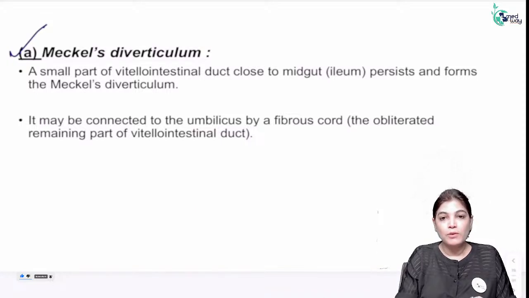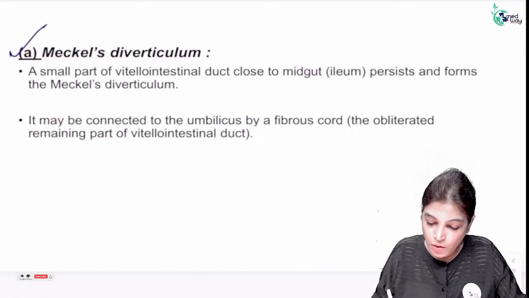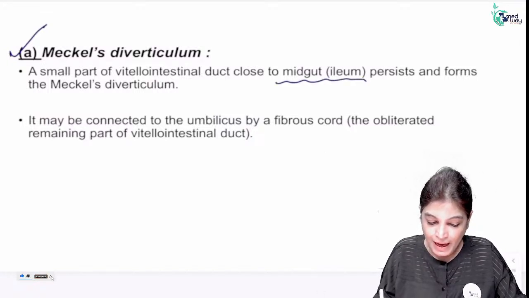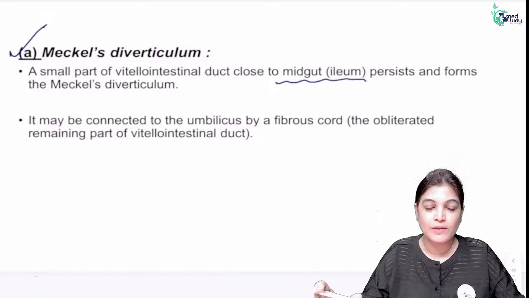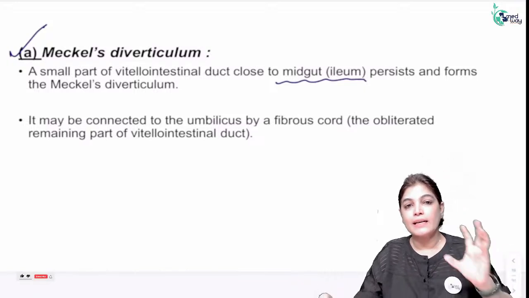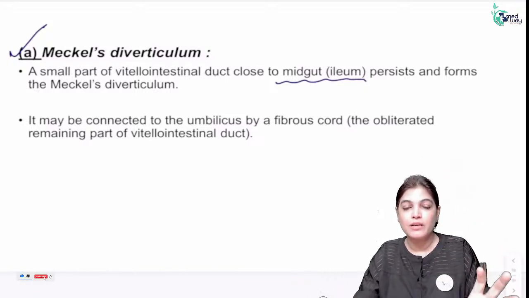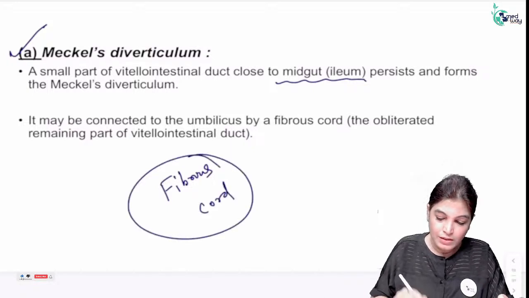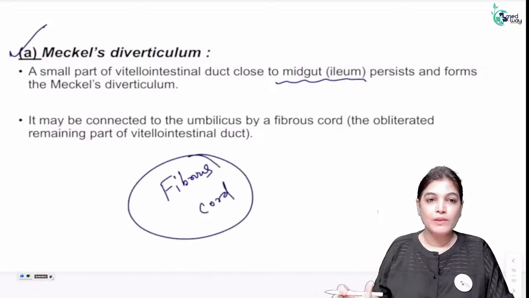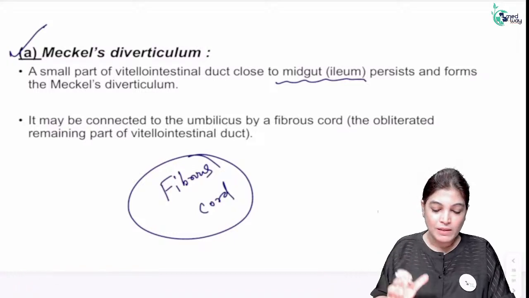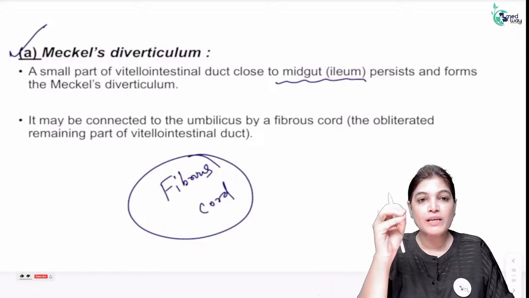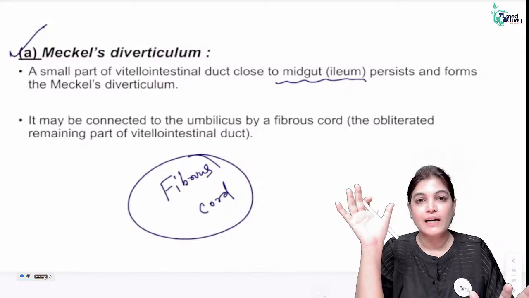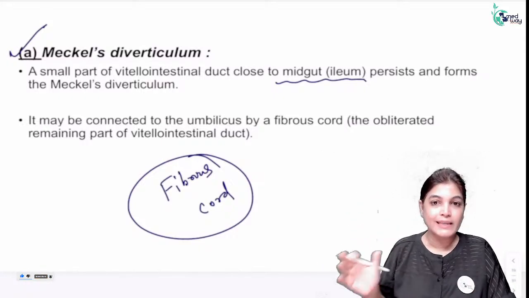If I'm talking about Meckel's diverticulum, a part of the vitello-intestinal duct is coming close to the midgut loop, that is called ileum, and it will persist as a Meckel's diverticulum. Exactly, it is connected to the umbilicus, and that connection to the umbilicus is via a fibrous cord. So the remaining part of the vitello-intestinal duct persists. That means a small part of the vitello-intestinal duct is still persisting. It is not obliterated completely.